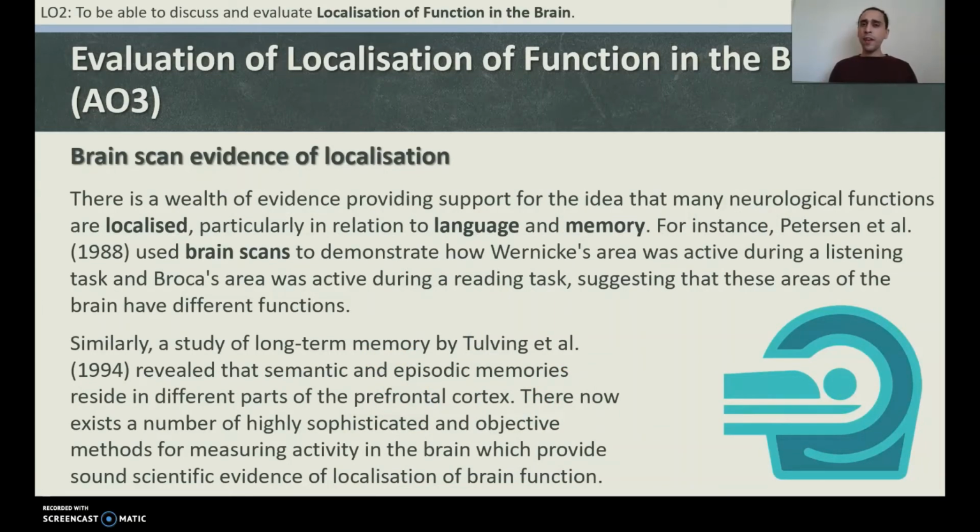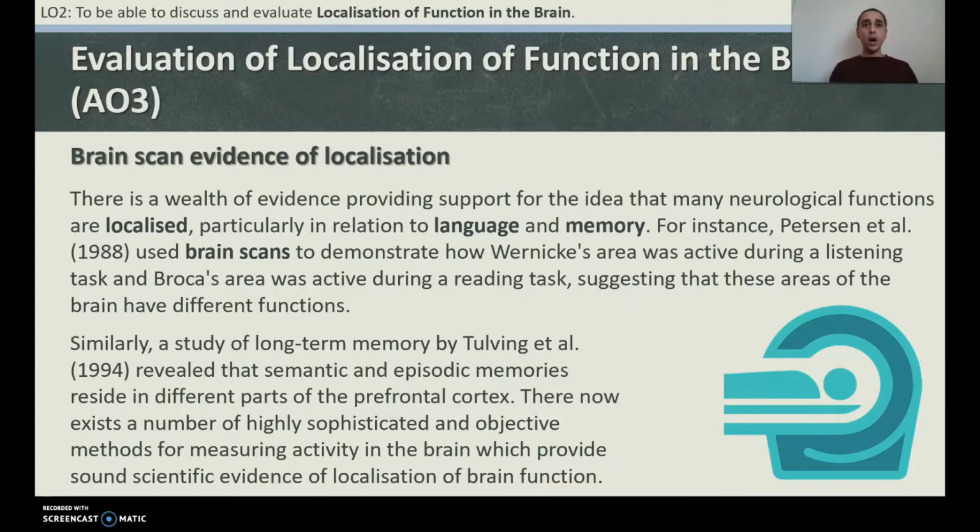There is a wealth of evidence providing support for the idea that many neurological functions are localized, particularly in relation to language and memory. For instance, Peterson et al. in 1988 used brain scans to demonstrate how Wernicke's area was active during a listening task and Broca's area was active during a reading task, suggesting that these areas of the brain have different functions.